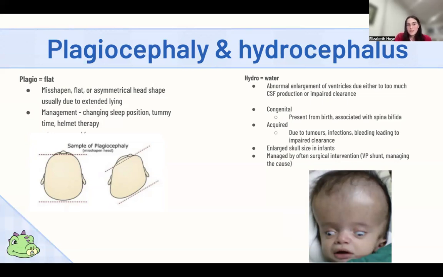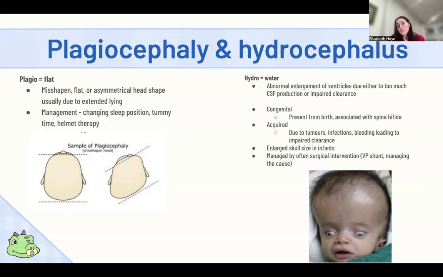So plagiocephaly, plagio means flat. This usually happens to babies who have been in the NICU for a long time, especially if the people working there, like nurses and doctors, aren't able to constantly rotate or move the position of where they're lying. That can lead to a misshapen, flatter head shape due to extended lying. The management is quite simple. You just change their sleeping position, give them more tummy time, or if it's quite a severe misshapen head, helmet therapy can also help shape it back into place.